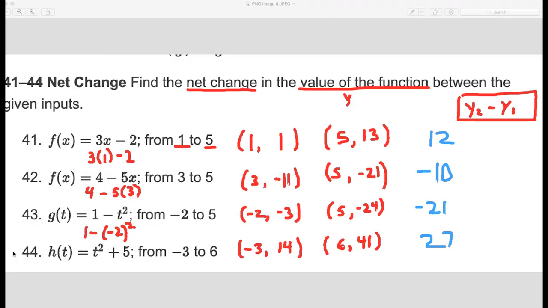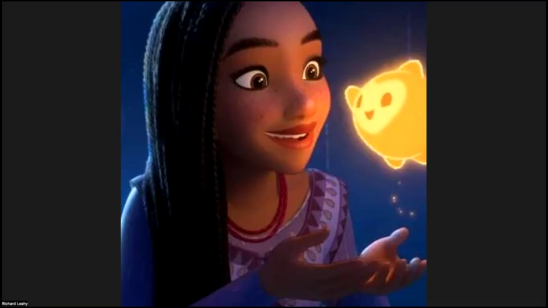So I'll go on to the next one. I haven't used this in a while. Still have that wish picture.